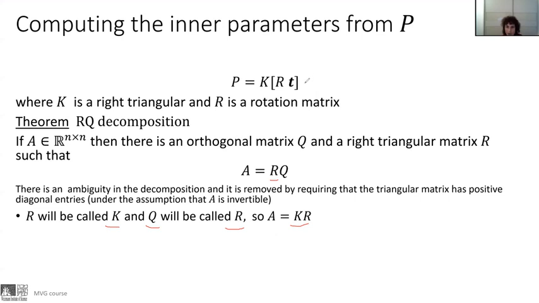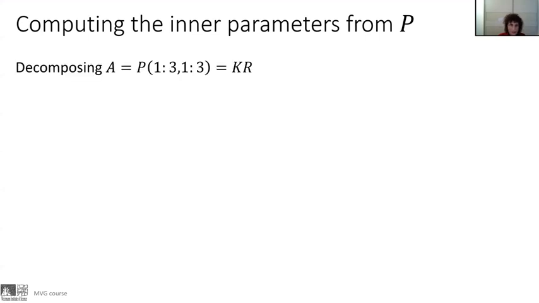So in order to do this, do you have any idea what we are going to do now? What block of P are we going to take in order to do this? The left 3 by 3. Good, great. The left 3 by 3 is going to be our block A, and we are going to decompose it to K and R. In MATLAB notation, it's written like this. And let's decompose it to K times R, okay?